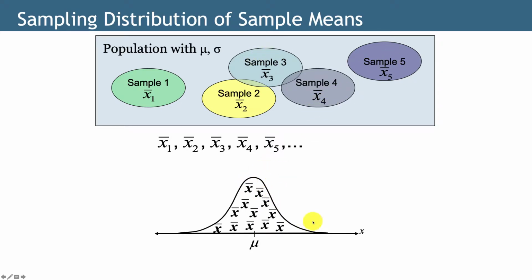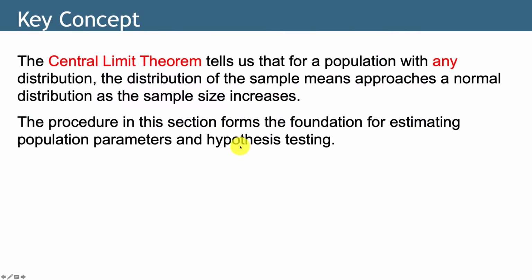And if we stacked all of those sample means together, they would make a new distribution. Well, what does that distribution look like? Is it symmetric? Is it skewed? What is that? And by the way, this is a distribution of sample means, so we call it a sampling distribution. Okay? So what the Central Limit Theorem tells us is that for any population with any distribution, the distribution of the sample means is approximately normal as the sample size increases.